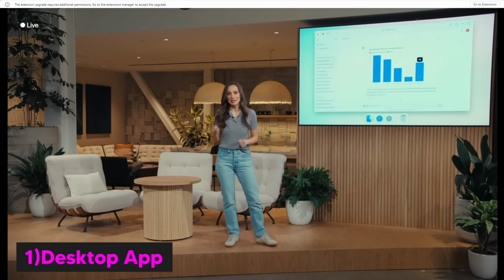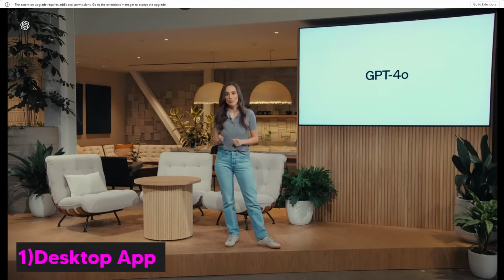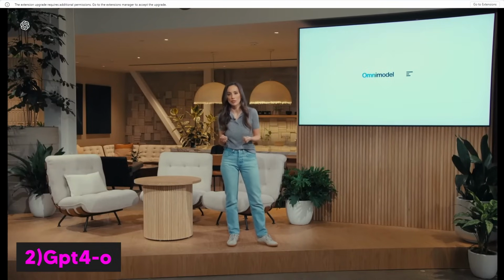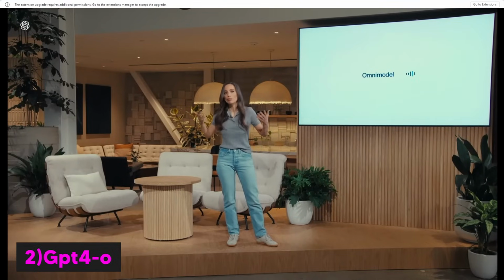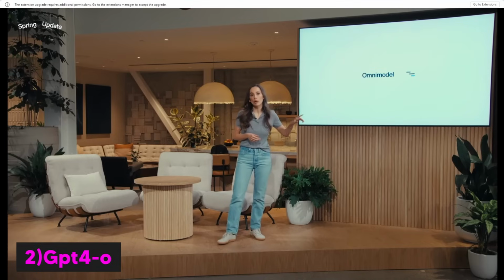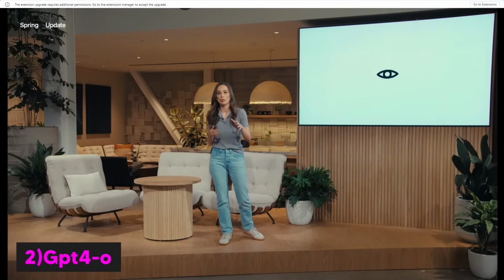And now the big news. Today, we are releasing our newest flagship model. It provides GPT-4 level intelligence, but it is much faster, and it improves on its capabilities across text, vision, and audio. For the past couple of years, we've been very focused on improving the intelligence of these models, and they've gotten pretty good. But this is the first time that we are really making a huge step forward when it comes to the ease of use.